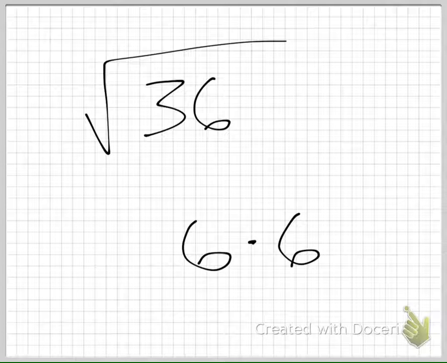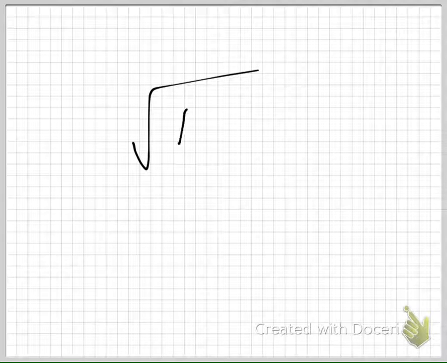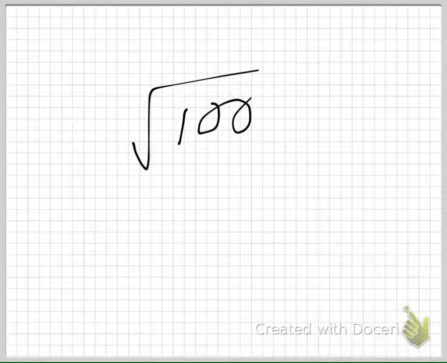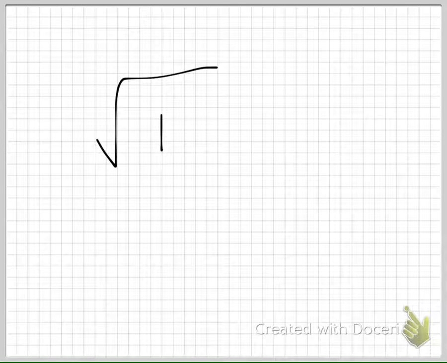You ever done square roots before, Brad? Okay. So that's what it means. What if I have the square root of 100? Brad, what is the square root of 100? 10, because 10 times 10 is 100, right? What about the square root of 1? 1, because 1 times 1 is 1. The square root of 1 is 1, right?